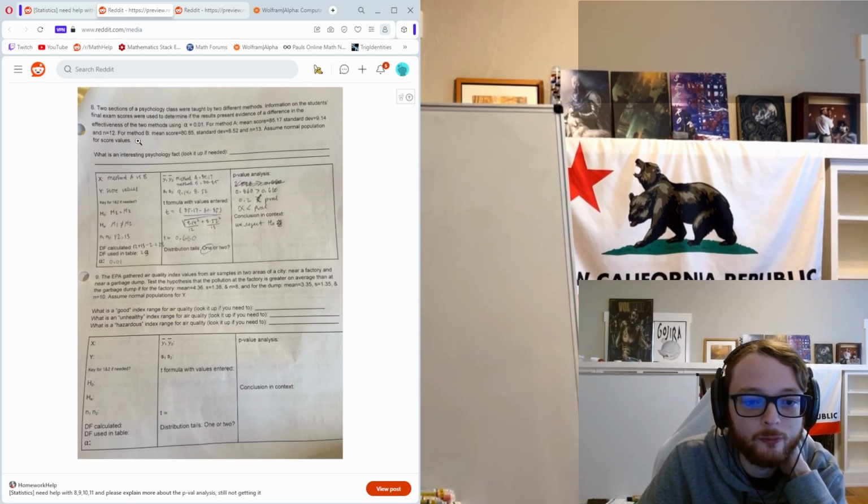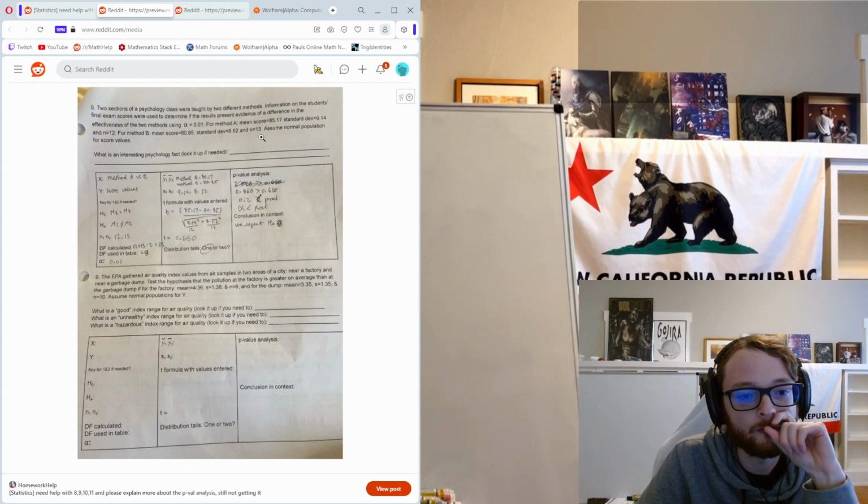It hurts me that they don't just use mu and sigma, but I'm not the boss of them, I guess. They do n's? Ugh, okay. For method B, the mean score is 80.85, the standard deviation was 8.52, and n was 13. Assume normal population for score values.